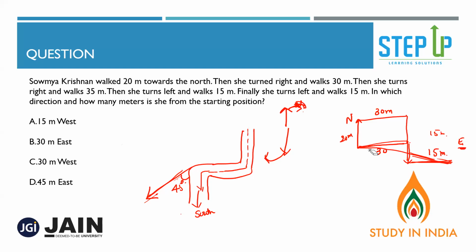I think I missed one direction, one minute. She walked 35 meters, it means 20 and 15, yeah. And then she turns left and walks. She turns left and then again left. Right, I missed this 15. So the answer is 30 and one more 15, so the answer is 45 east. I missed the last 15 meter turn. So yes, then there is no confusion in this.